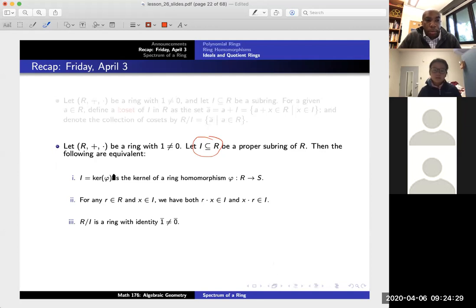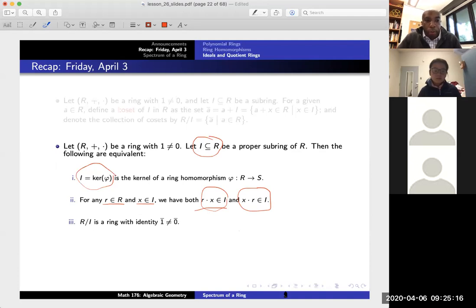So number one, I is the kernel of a ring homomorphism. That is equivalent to saying that we have the following two properties. Given any lowercase r in capital R, and any x in I, the product r times x is also in I. And of course, the order here doesn't matter. The product x times r is also in I. So if you will, think of R as like the integers, and I here could be the even integers. So if I take any even integer, and if I multiply that by an integer, then that again should be an even integer. Right? That's simply put what this says here.